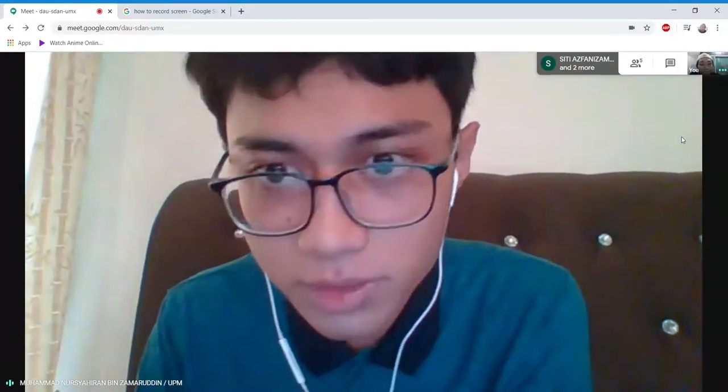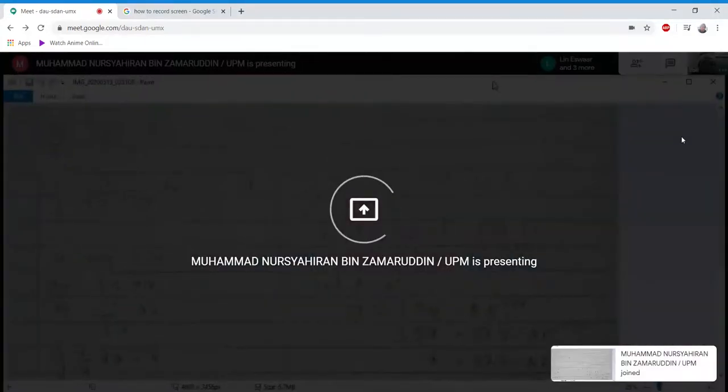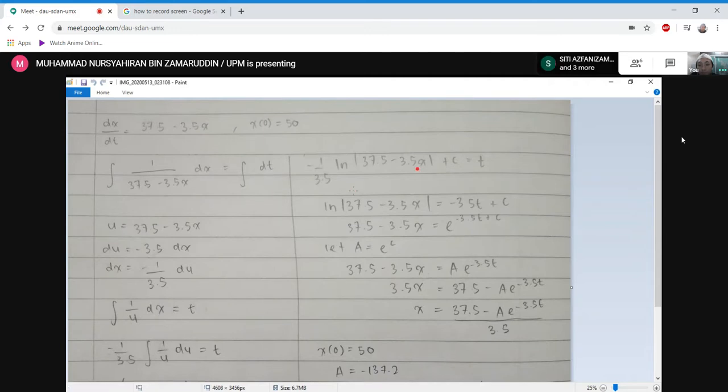But I want to share my screen. Okay, for the analytical solution, I use the separable method to solve our first order differential equation that we got from the problem. And we are also given the initial value, which is x equals 50 at time equals 0. The first step is we need to rearrange the differential equation so that we can integrate both sides. For the left side, I use a substitution method, and for the right side, we can just directly integrate it, which equals t. And then after we integrate both sides, we get this equation right here.